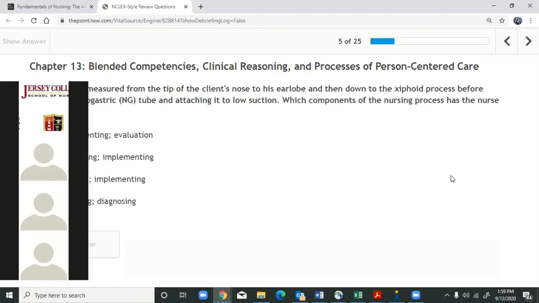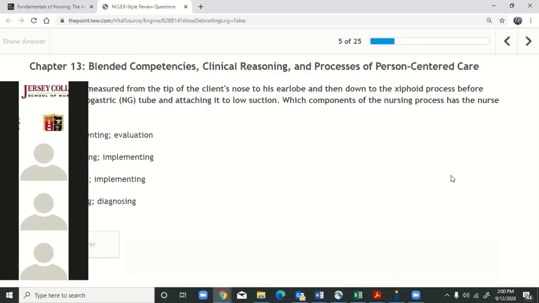Okay, so show me which part equals the evaluation. I go with C. Planning and implementing. So now here's a perfect example, okay? First, what we want to do is determine what the topic of the question is. The question's asking us about the nurse measuring this NG tube and the steps that she's using to do it, okay? So did we see implementation in those steps? Yes. She implemented a measure here, but did she evaluate? What did she evaluate? No, because she just attached it to the suction.